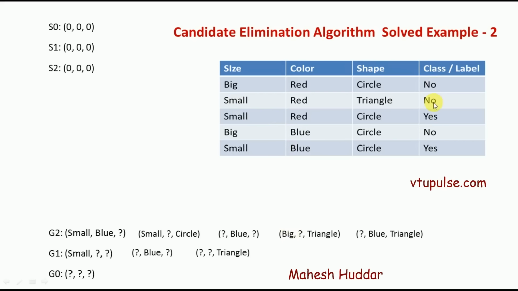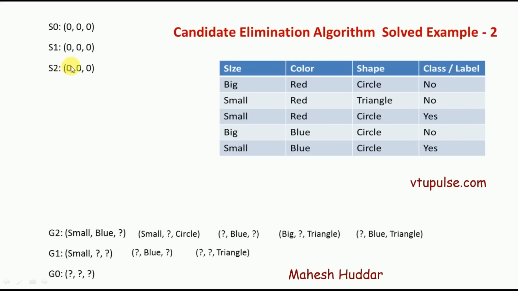Coming back to the last hypothesis here, question mark blue triangle. Blue will not match with red here, and it will not match with the second example also. Both of them are negatively classified and expected is negative. So this is also retained in this case. Now after the second example, the specific boundary contains 1 hypothesis and the generic boundary contains 5 hypotheses.